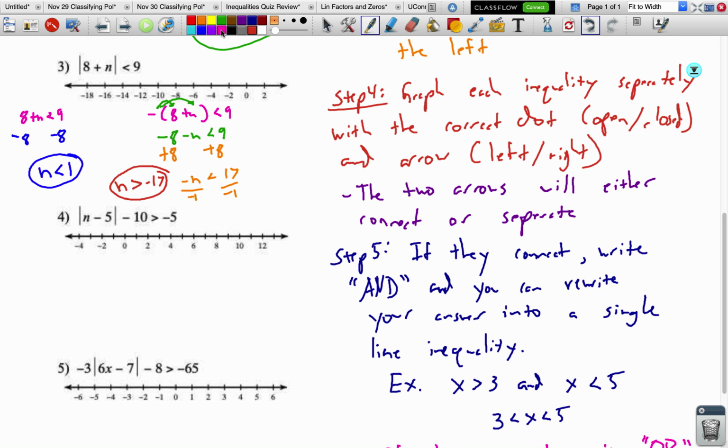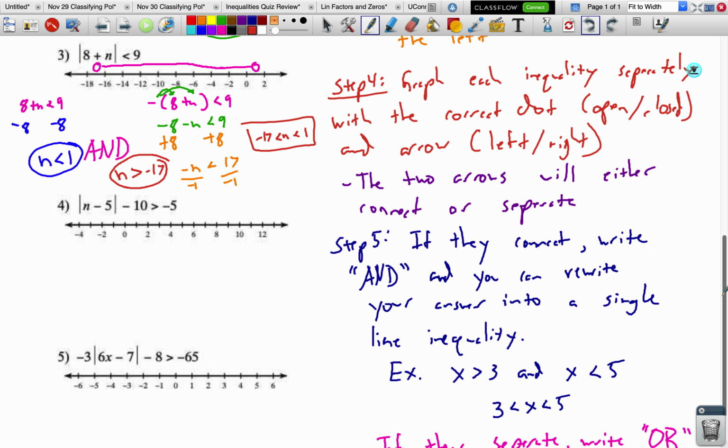Let's go to the number line. At 1, I put an open circle, arrow going to the left. At -17, I put an open circle, arrow going to the right. These do connect into a line segment, so we can write the word "and" in between. And we could also rewrite it as the single line inequality: -17 is less than n is less than 1.